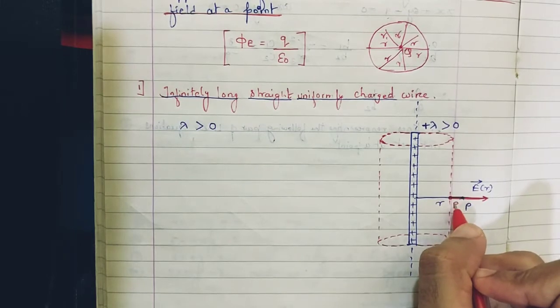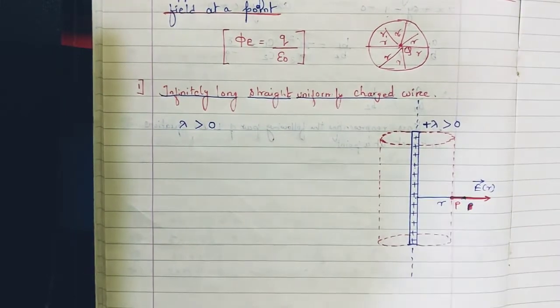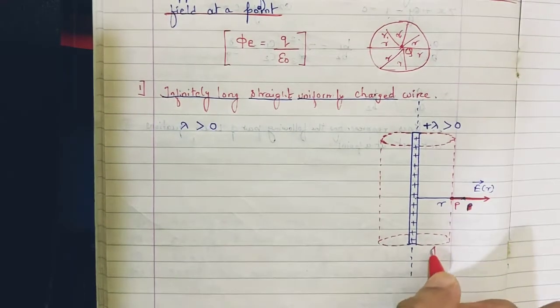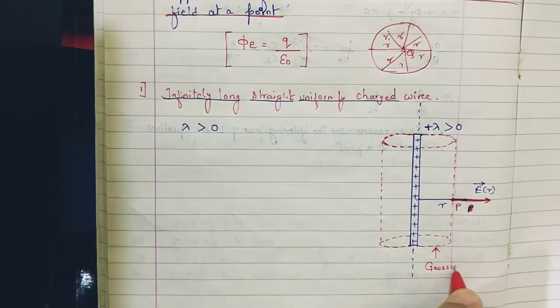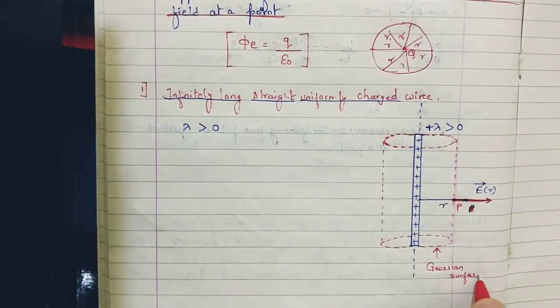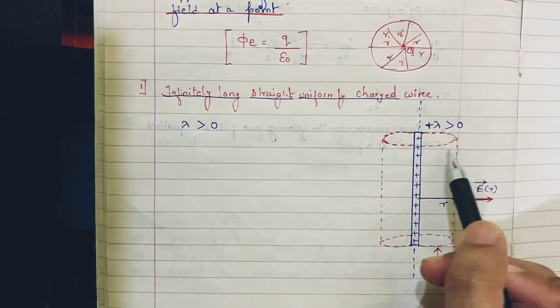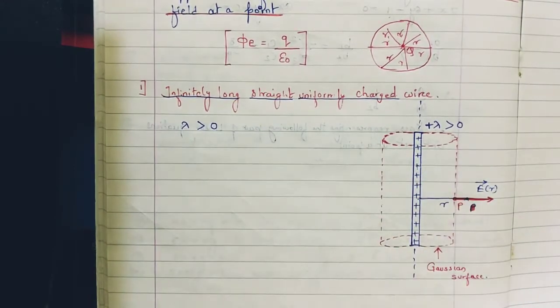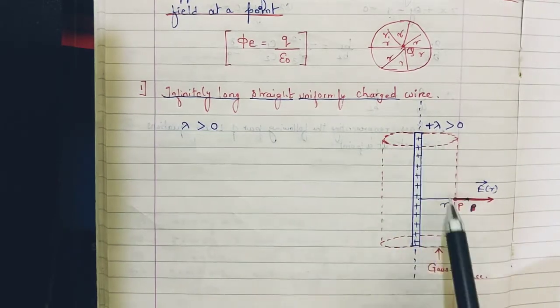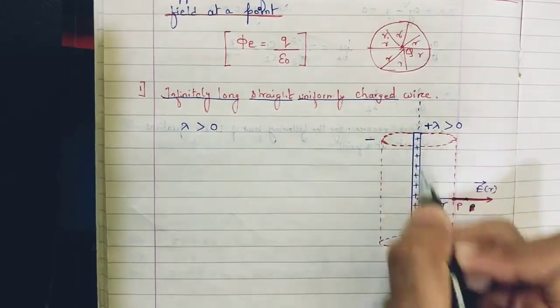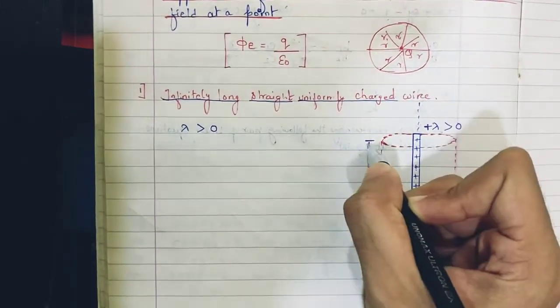Let's redraw it over here, P. So this is my point P at which I want to find out the electric field. Let me mark this as my Gaussian surface. Now at every point on this Gaussian surface at radius r, the electric field is going to be same. Let's consider this is the cross-sectional area and the radius of this Gaussian surface is r, and let the length of this Gaussian surface be L.